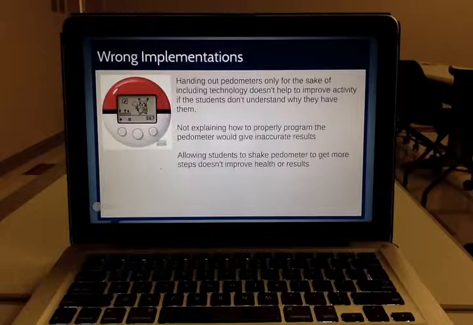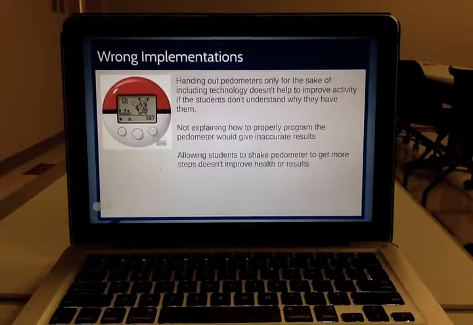Not explaining how to properly program the pedometer would give inaccurate results. So if you had the pedometers that would record how far your stride length is, you need to make sure to take that into consideration when you're handing them out and not just giving them out for the sake of doing it.